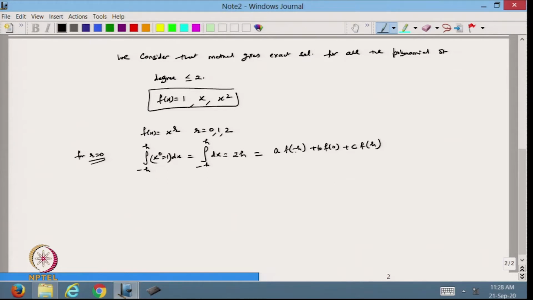Now, what is the meaning of f(-h)? Let us discuss this one. I know that the value of the function f(x) is just 1 for any value of x, so f(-h) is equal to 1, f(0) is also 1, and f(h) is also 1. So, from here I can write that the first equation will be a plus b plus c equal to 2h.